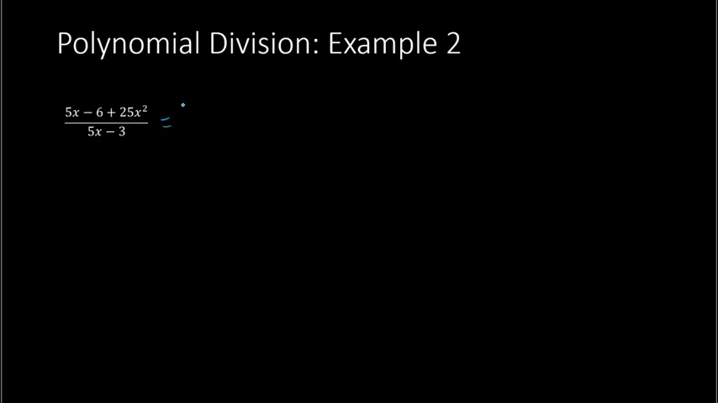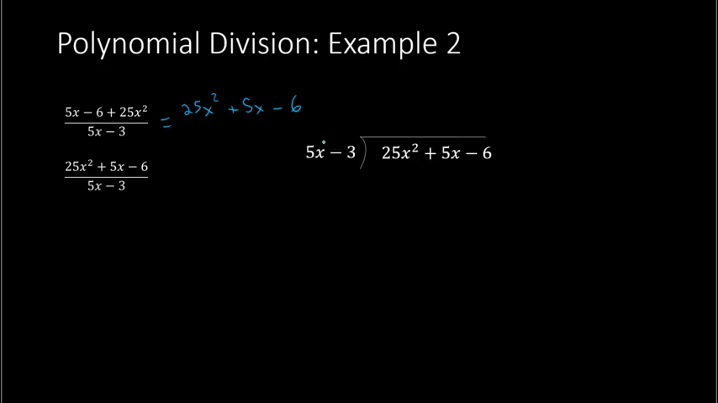So let's put the 25x squared first. The degree of that is 2. And then 5x would come second. So 5x to the first power. And then minus 6 comes after that. So we want our exponents to be decreasing. So second power, first power, and then no exponents. This is a constant. All right, and then we divide that by 5x minus 3. All right, so make sure you rearrange first, and then from here, we can begin our division process.